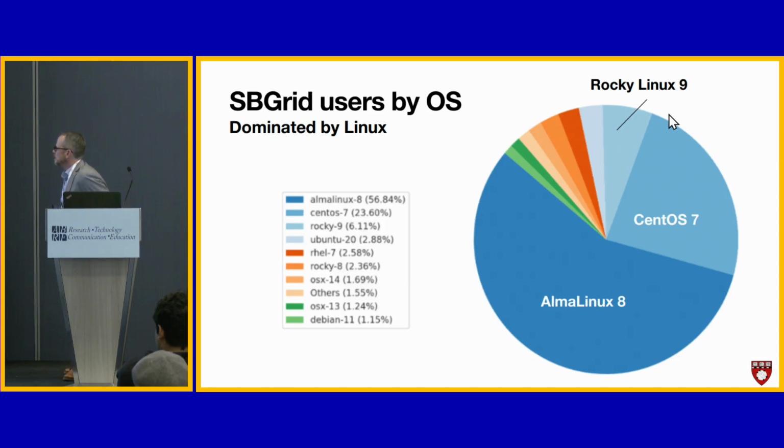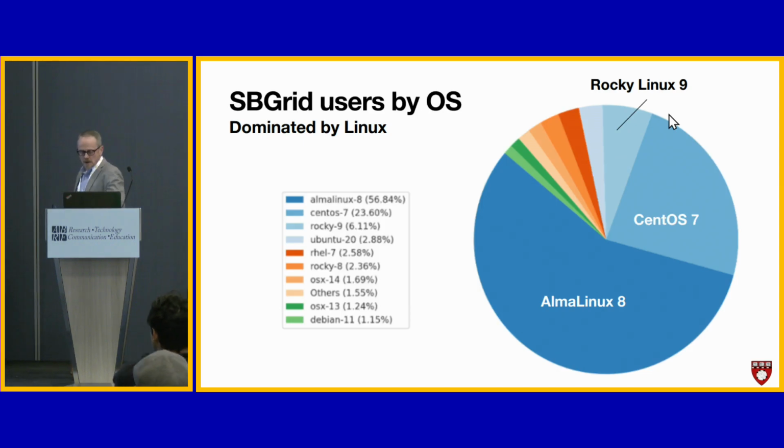So what are users running? It's dominated by Linux, right? So almost all of the software is run on Linux. Alma is really the most popular right now. This is sort of troubling because it only has about 6 weeks of life left, but it is shrinking. Rocky is making an appearance, and then we've got some bit players over here, Ubuntu and Debian.